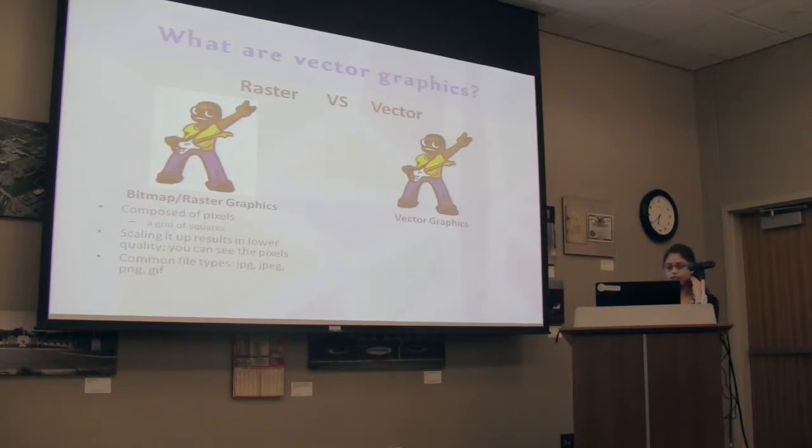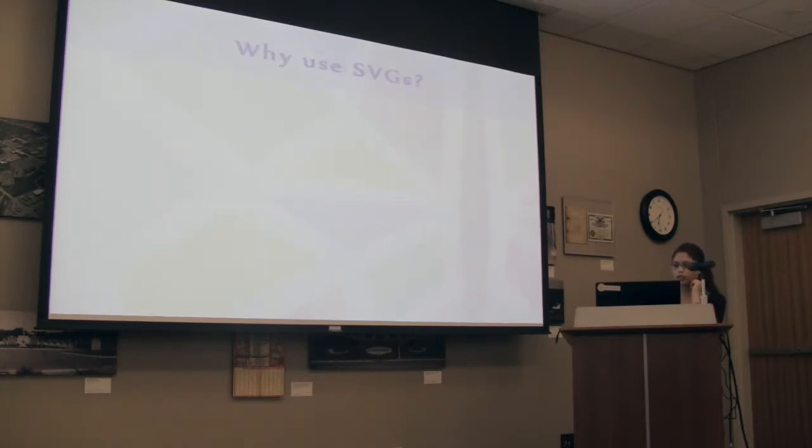Vector graphics, on the other hand, are not made of pixels, they're made of math. So they're basically just a bunch of mathematical equations determining the points and the lines and the curves and how they make shapes. And because they're just mathematically put together, you can scale them to any size and they'll keep their quality. And you'll see these as SVGs or AIs if you're using Adobe Creative Suite.